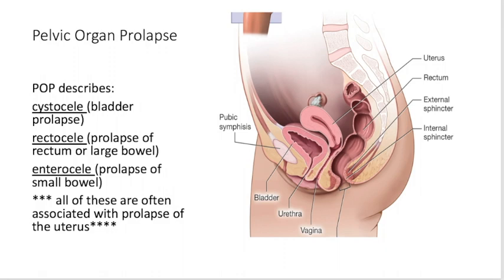So we could have a cystocele, which is bladder prolapse, rectocele, which is prolapse of the rectum or large bowel, enterocele, prolapse of the small bowel, and then all of these are often associated with a prolapsed uterus.